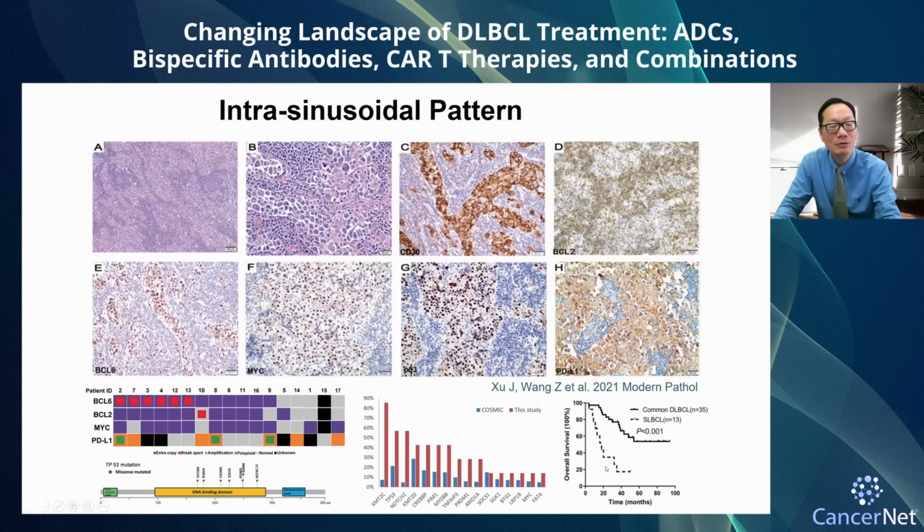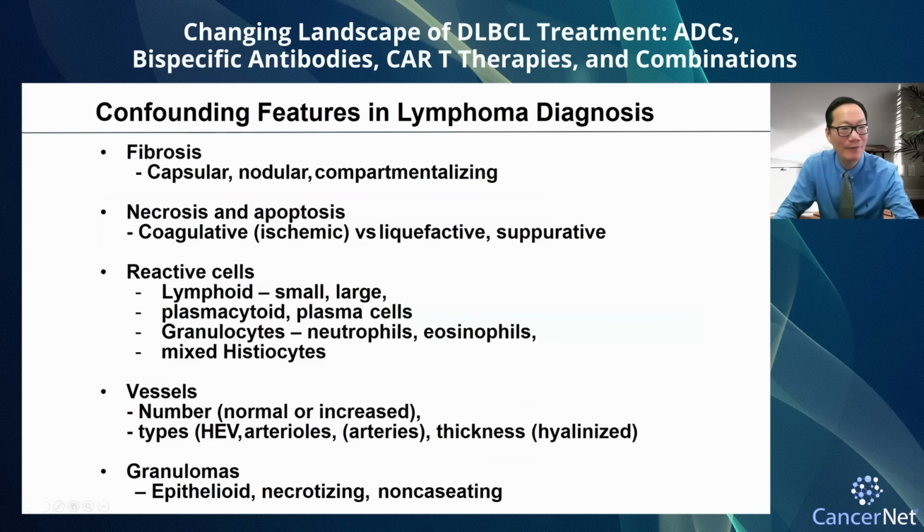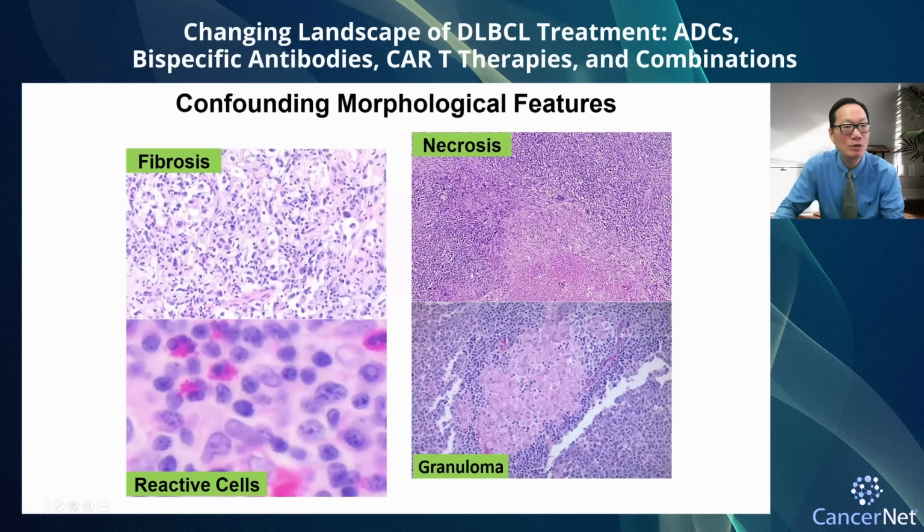So when you're making a diagnosis, there are many pitfalls we need to be careful about, because the biopsy tissue could contain fibrosis, necrosis, many reactive normal cells, vascular proliferation, or granuloma. And those may become a major part of the biopsy tissue, while the DLBCL tumor cells could be only a small portion. So we need to be extremely careful on those. Let me share with you some examples. This patient shows extensive fibrosis. The tumor cells are individually distributed behind these fibrotic lesions.